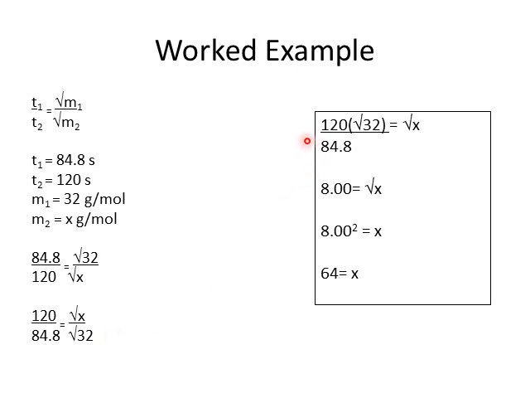When I do this, I have 120 multiplied by the square root of 32 divided by 84.8 is equal to the square root of X. When I put that into my calculator, I end up with 8 is equal to the square root of X.